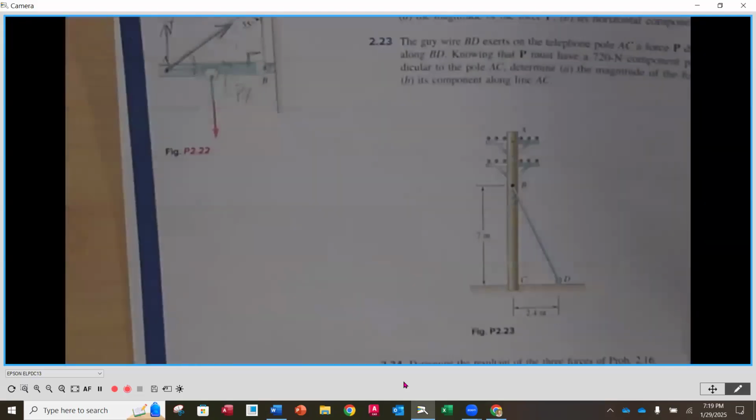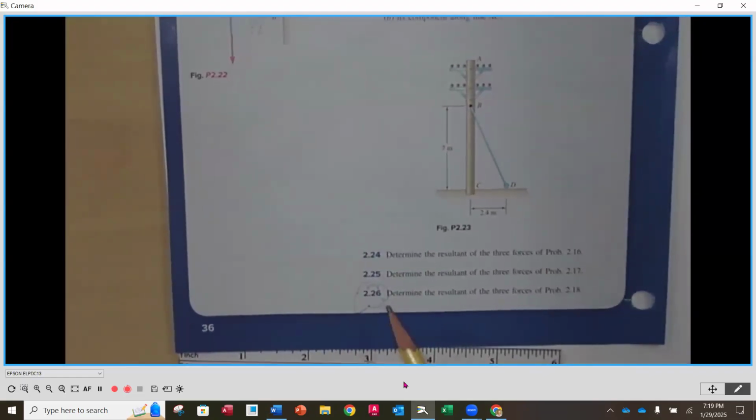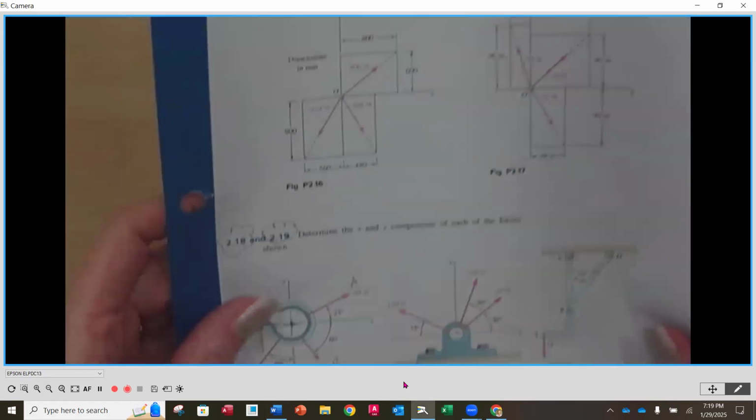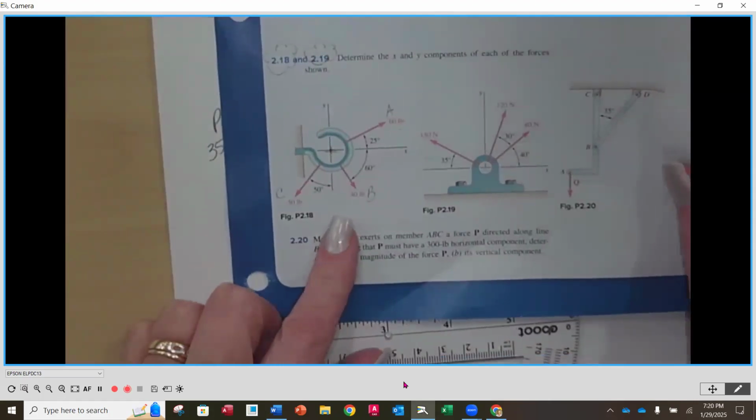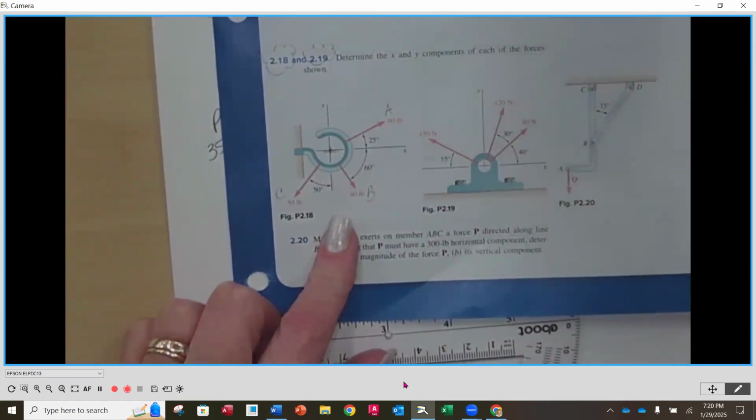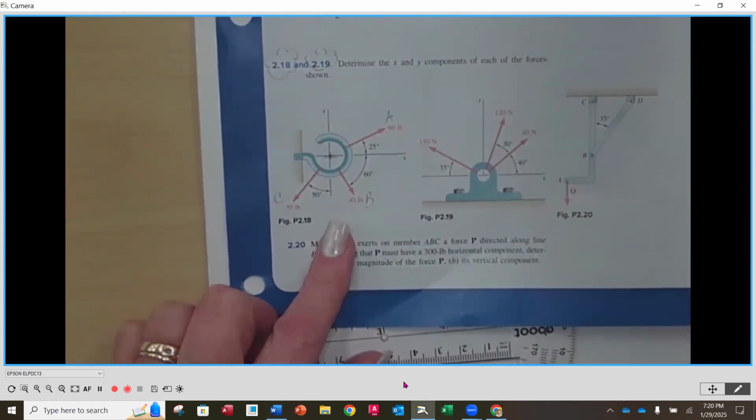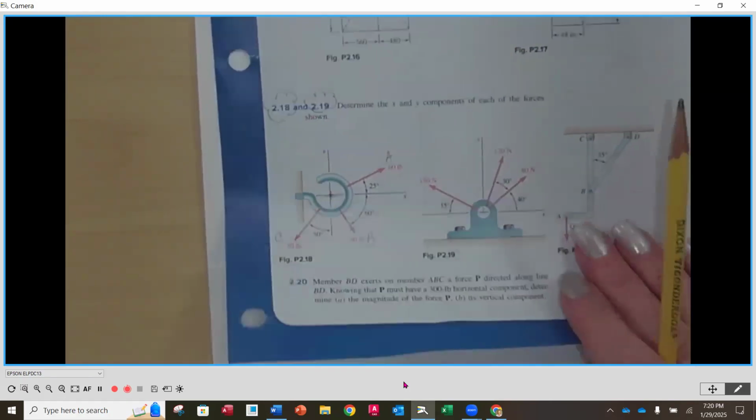23, I'm sorry, 26. Goodness. 26 is our next problem. It says determine the resultant of the three forces in 218. Okay. So now you are going to determine, we go back to the previous page, what is the one force that would replace all three of those? Okay. Like I would do, there are three forces that share that same point, concurrent force system. I would do the rectangular component method for 226.